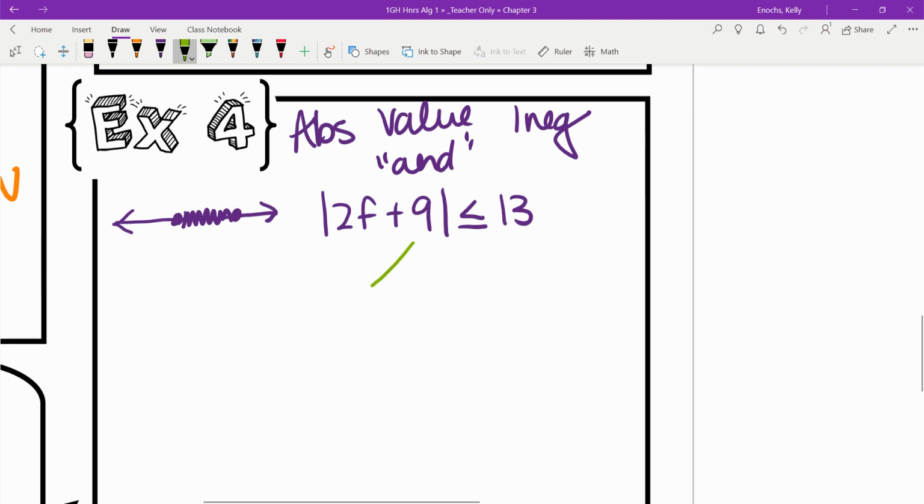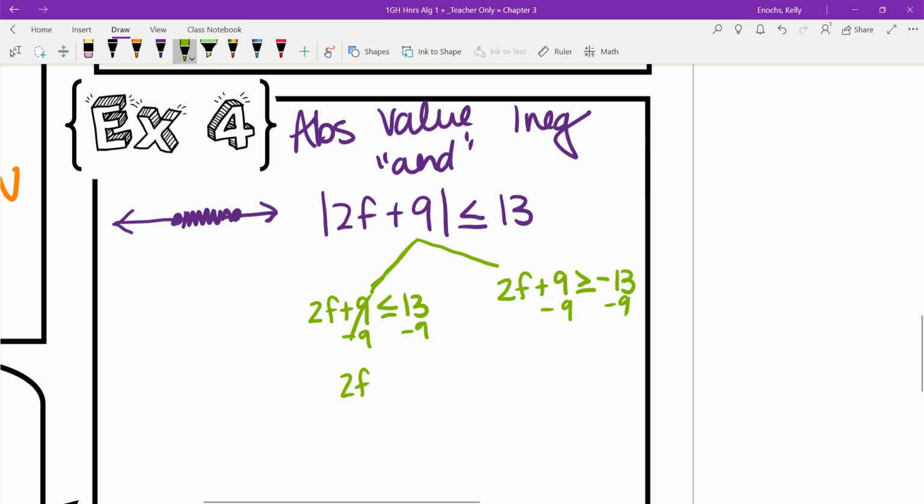Just like with absolute value inequality ors, you need to split it up into two problems. 2f plus 9 less than or equal to 13. That's the original problem. 2f plus 9 greater than or equal to negative 13. Notice I switched my sign because I changed the sign of my answer as well. Go through and solve all of those. Minus 9, minus 9, minus 9. 2f is less than or equal to 4. Oops, sorry, I thought that was a 6. And then 2f greater than or equal to negative 22. Divide by 2 on all sides.